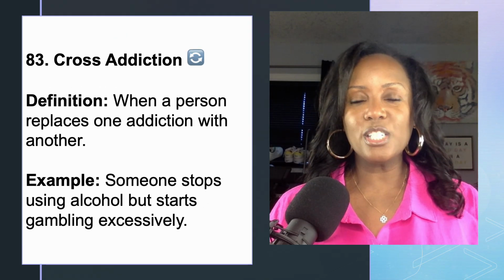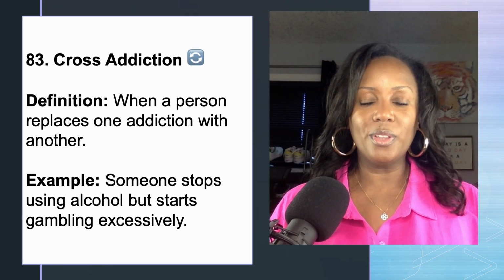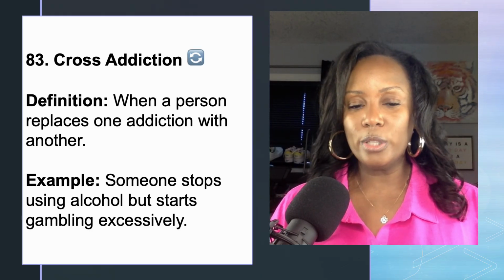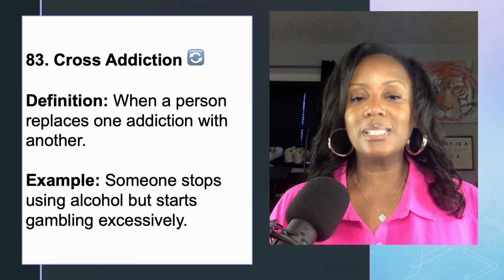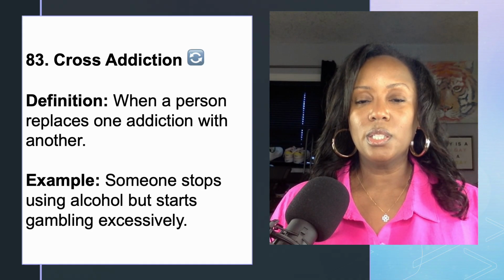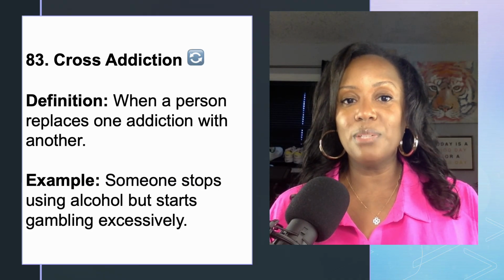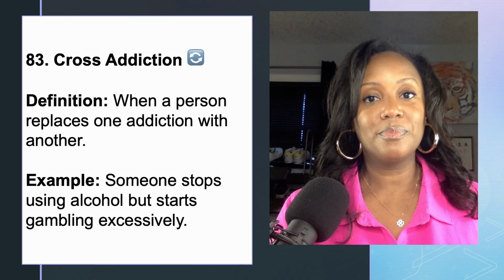Term 83 is cross-addiction. This is when a person replaces one addiction with another. An example is someone who stops using alcohol but starts to gamble excessively. We don't just treat the drug, we treat the person. If the underlying issue isn't addressed, the addiction may just shift forms.